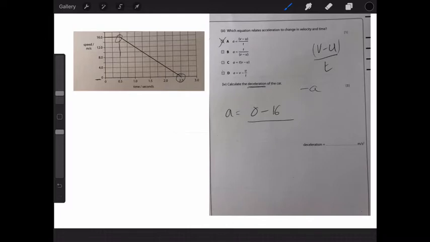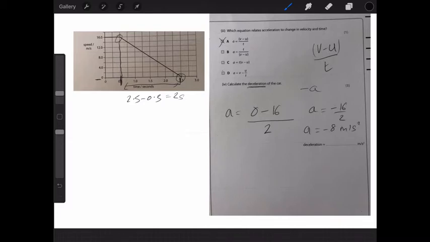Now, the time it took to change that velocity is 2.5 take away 0.5. This distance on the x-axis is worth 2 seconds. So we divide that by 2. So we've got acceleration equal to minus 16 divided by 2. The acceleration therefore is minus 8 metres per second squared.